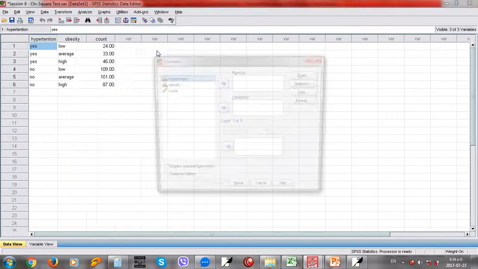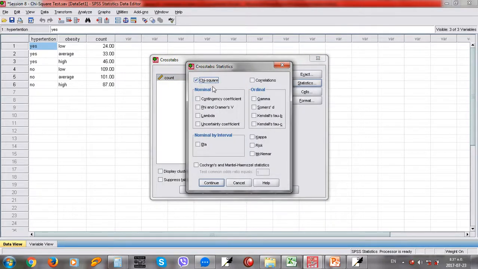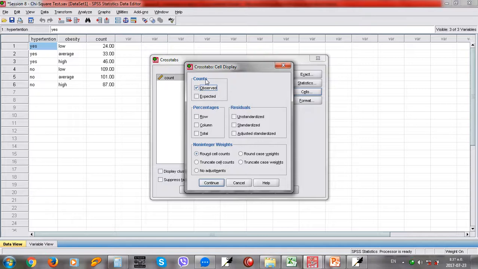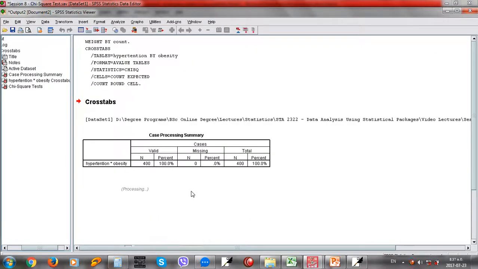Then we go to Analyze, Descriptive Statistics, and Crosstabs. We select hypertension for rows and obesity for the columns, as in the tables. Then we go to Statistics and select the chi-square test, then click Continue. Then we go to Cells and select counts, observed values and expected values. Then click Continue and click OK.